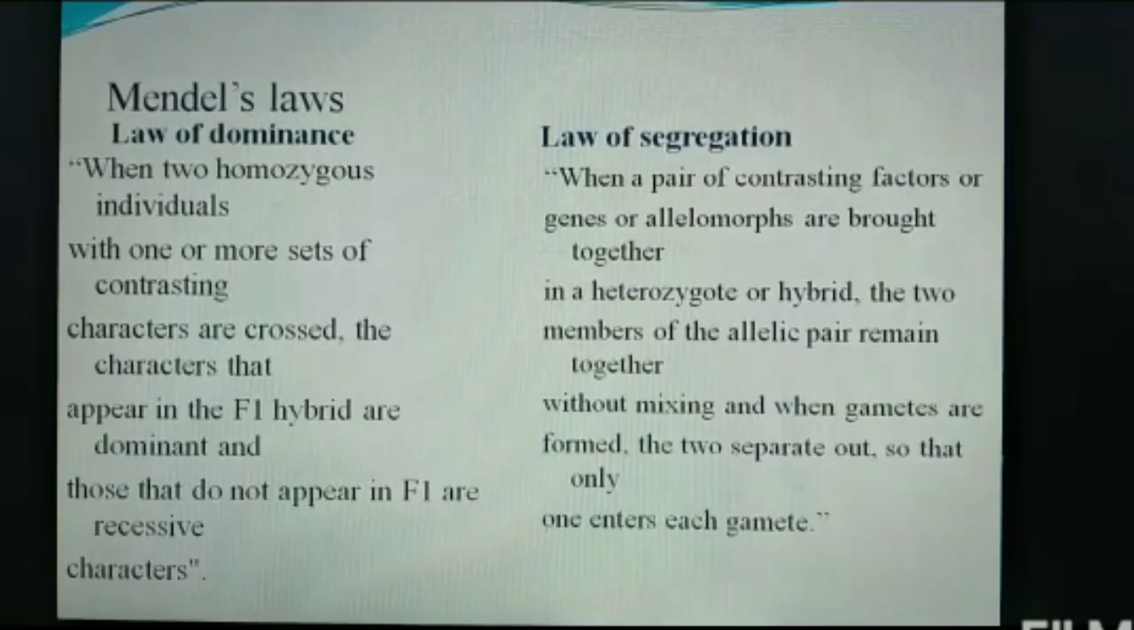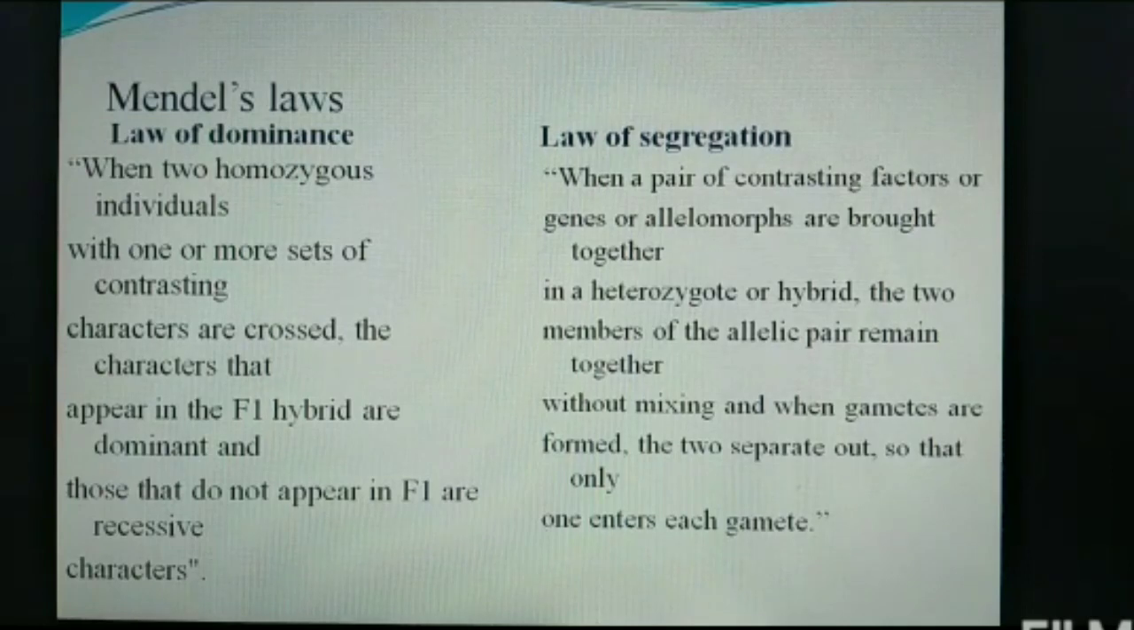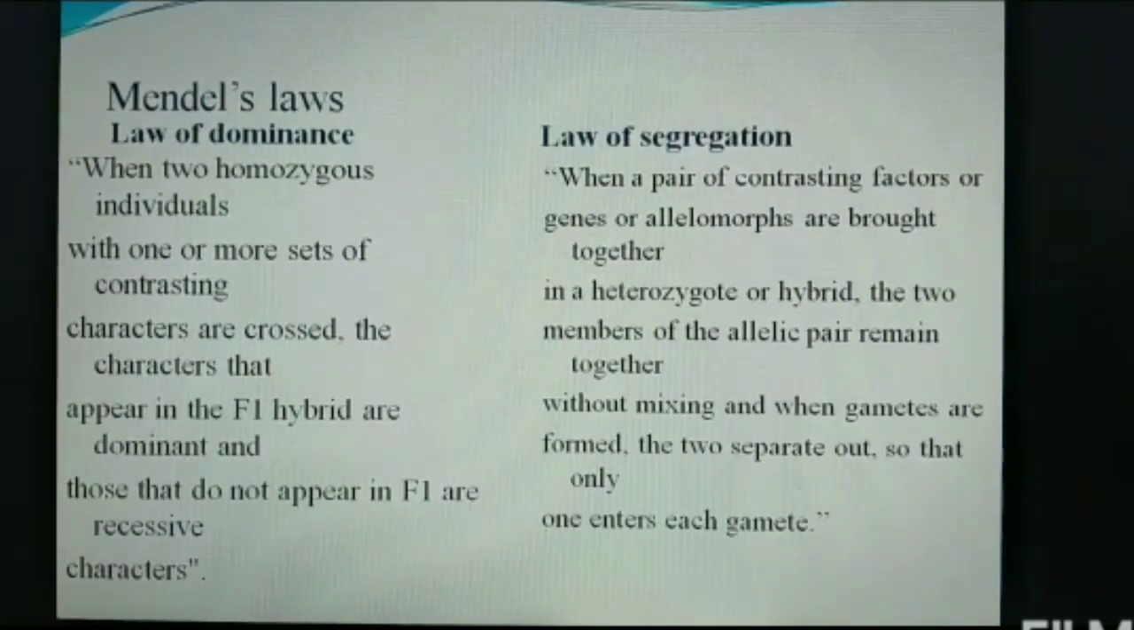The next law is the law of segregation. According to this law, he said the characteristics or traits of an organism are determined by internal factors, now called genes, which occur in pairs. Only one factor from a pair of such factors can be present in a single gamete. So these two laws he proposed based on his monohybrid experiment.